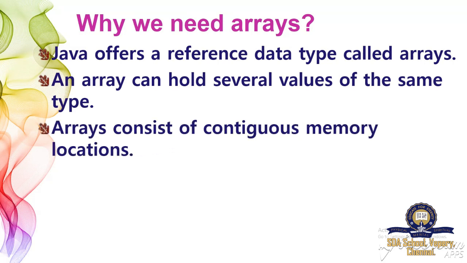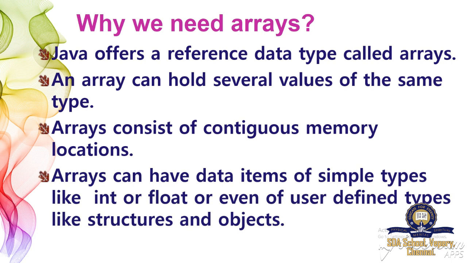Next point is arrays consist of contiguous memory locations. What is the meaning of contiguous memory locations? Contiguous memory location means arrays allow fast accessing of elements. Its memory size is fixed and cannot be changed during the runtime. That is the meaning of contiguous memory location.